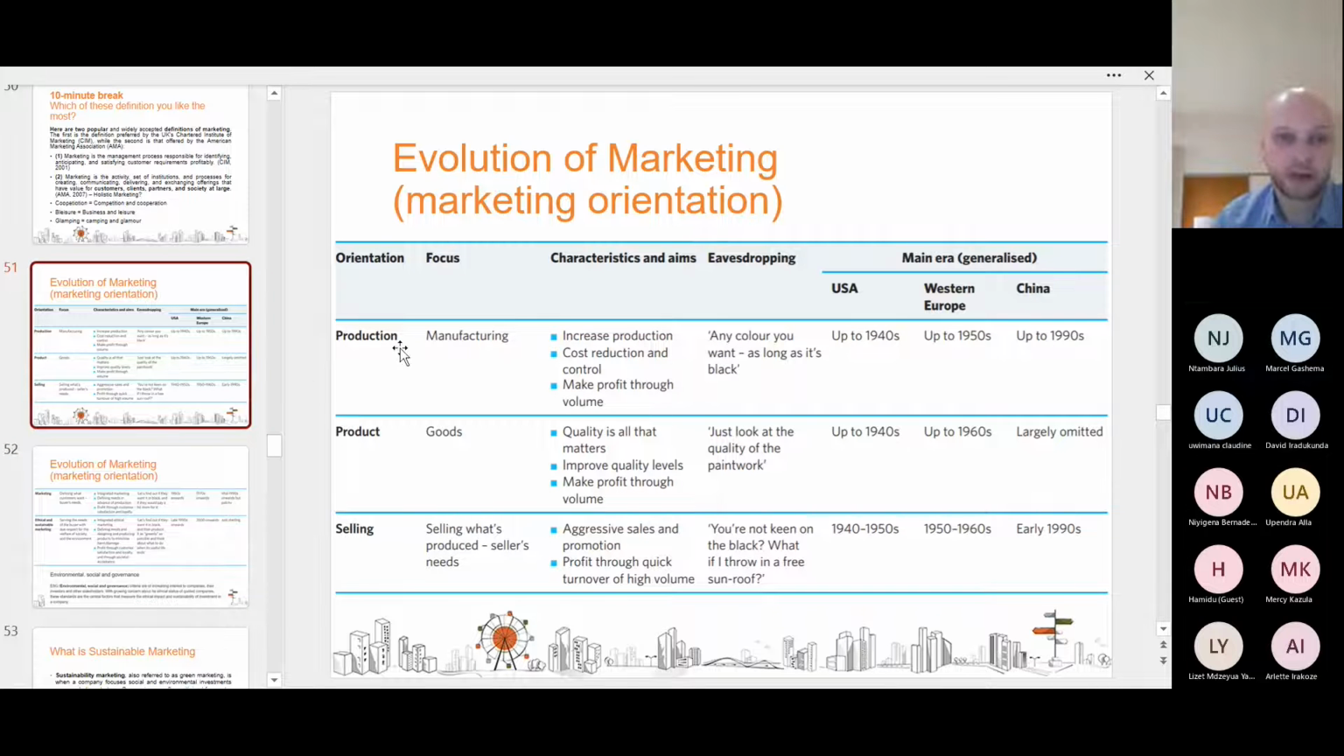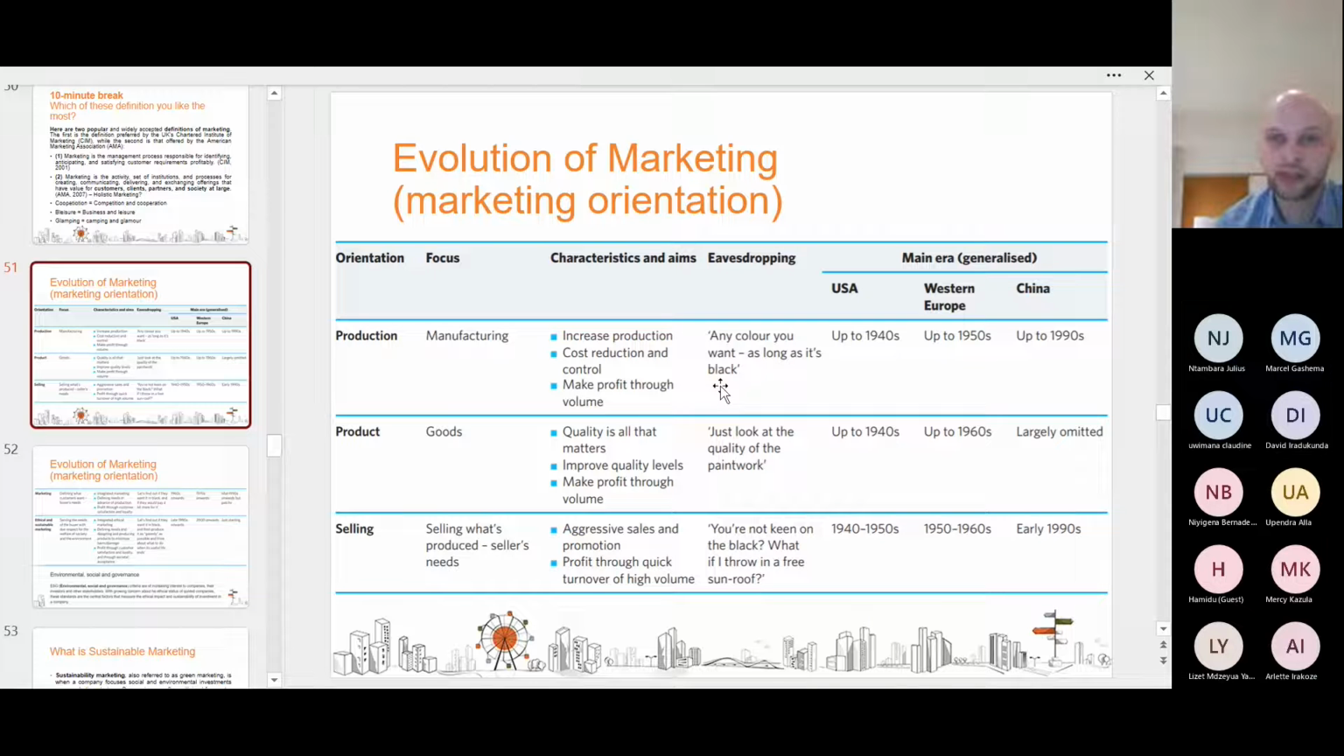So production orientation focuses on manufacturing. So what is the main aim of this orientation? That the company would like to increase production, reduce costs and improve control. And the company makes profit through volume. So the main task of the company is to produce more and reduce the costs of production.